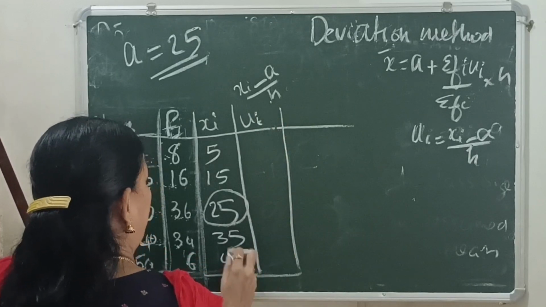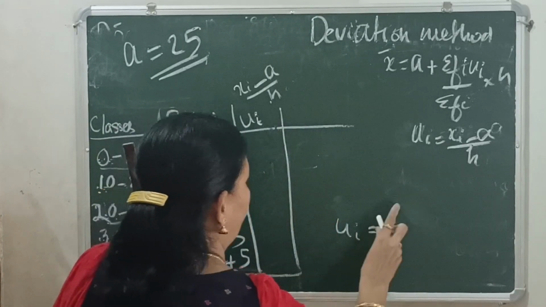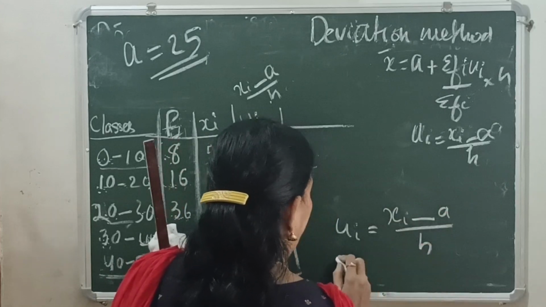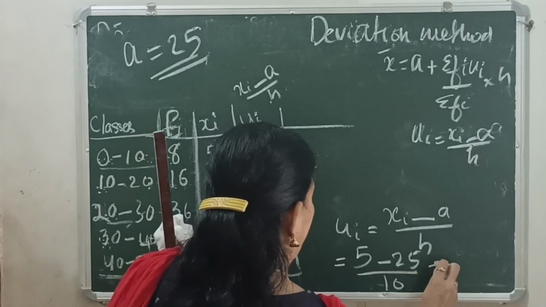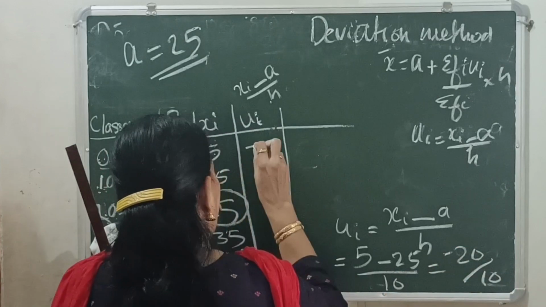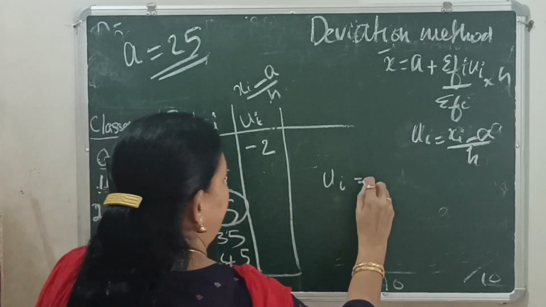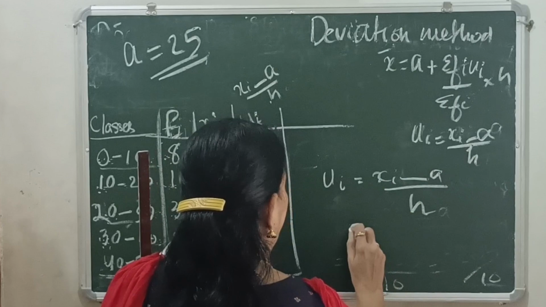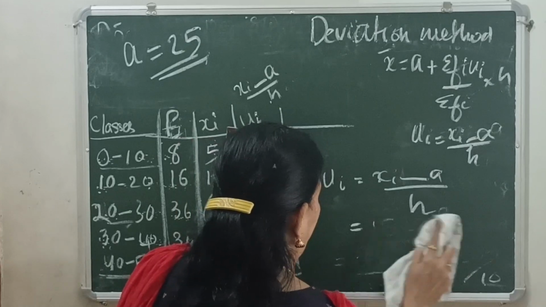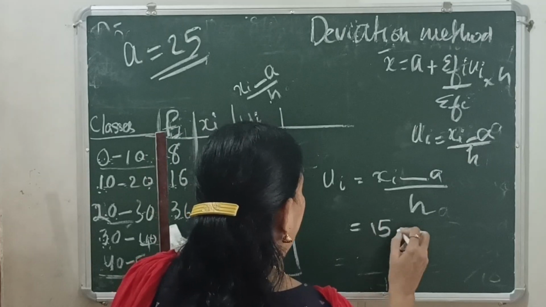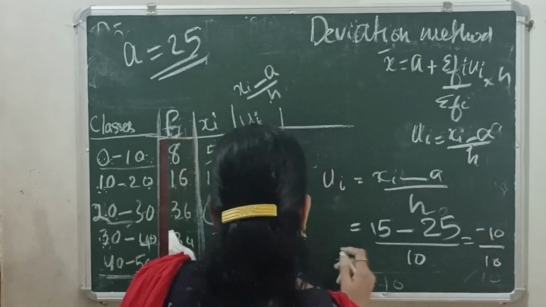Now to find the ui values. The first xi value: xi minus A by h is equal to 5 minus assumed mean 25 divided by class width, that is minus 20 by 10, that is negative 2. Next, find the next ui value. Here xi minus A divided by h, xi is 15. 15 minus assumed mean 25 divided by class width is minus 10 by 10, that is negative 1.